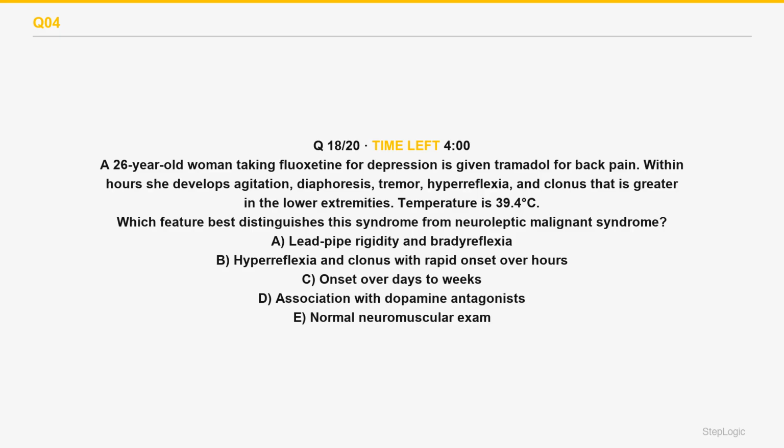Read the command. Feature distinguishing this from NMS, SSRI plus tramadol, rapid onset of agitation, hyperreflexia, clonus, hyperthermia, serotonin syndrome.